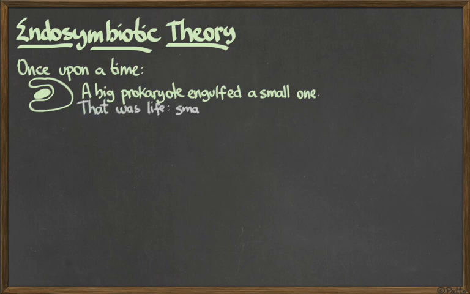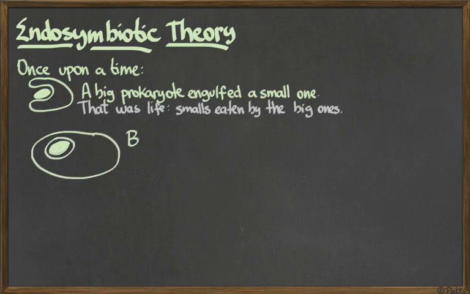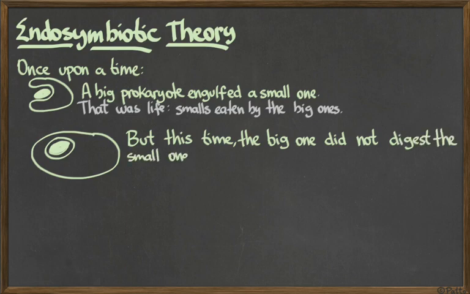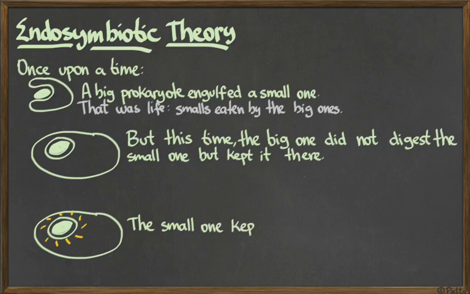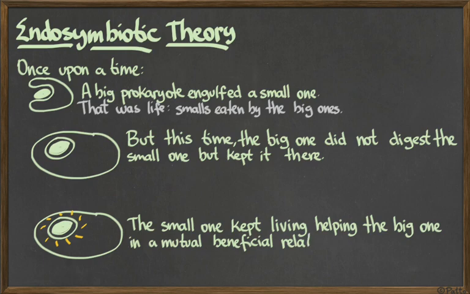So after a while, we had a big cell that has just eaten the small one, and the small one now was surrounded by a vesicle, by a membrane inside the big cell, and the idea is that this cell would be digested. But instead of digesting, the big cell kept the small cell alive. Now, this small cell was doing something that was quite interesting, breaking organic molecules and releasing energy.